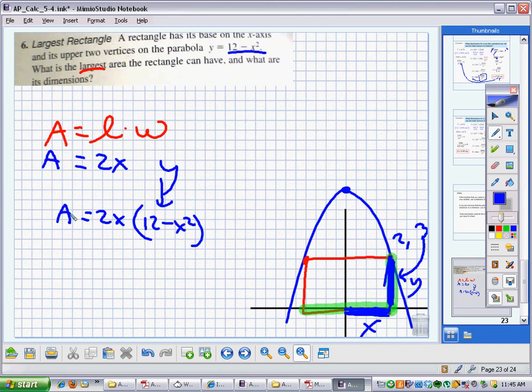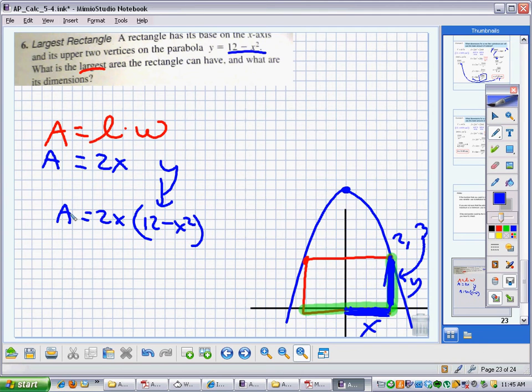Don't forget, there's info in the problem you must use. For example, one liter, 40 feet of fence, y equals 12 minus x squared. If you're not using something, you're doing it wrong. You got it? There could be a distractor in there, but not likely.